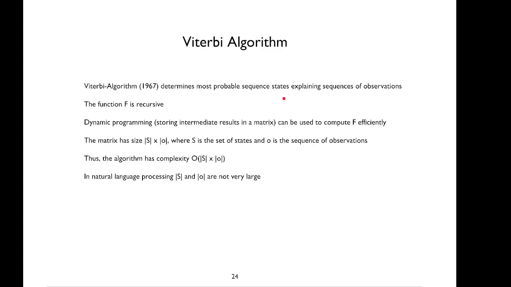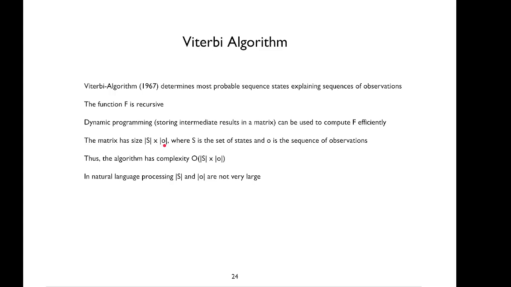This recursive formula f can be computed with dynamic programming, and that's the essence of the Viterbi algorithm. We've seen previously the state explosion, which means that essentially computing these probabilities is impossible. But with dynamic programming, it becomes tractable because we store intermediate results, and ultimately we can reduce the problem to a complexity of number of states times number of observations.